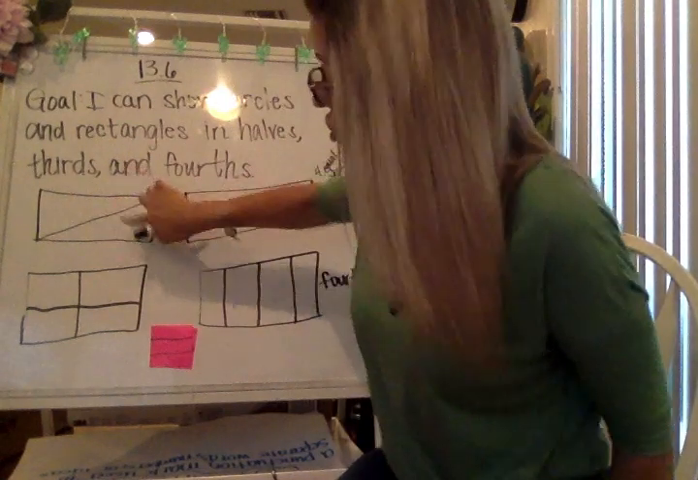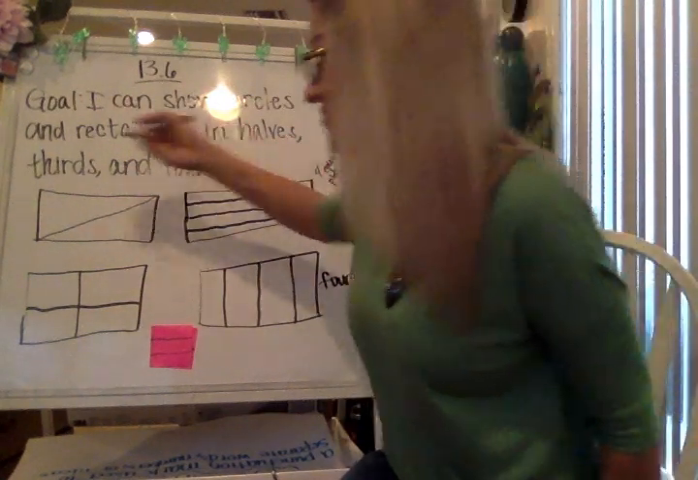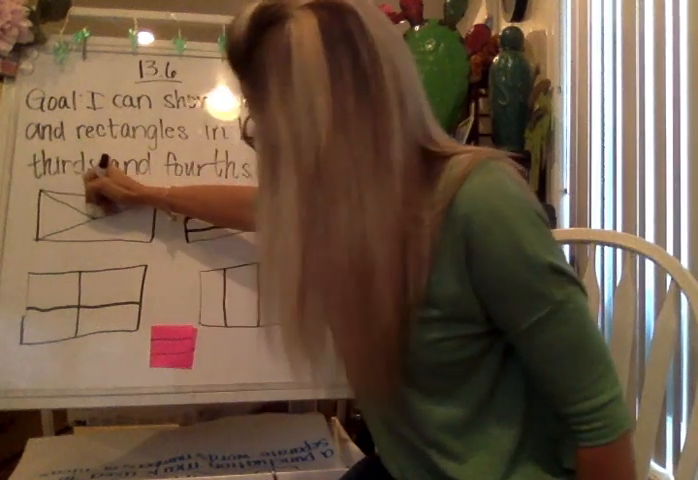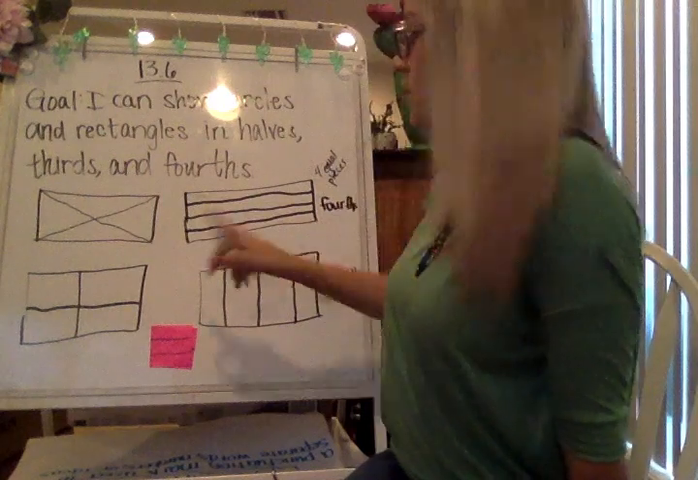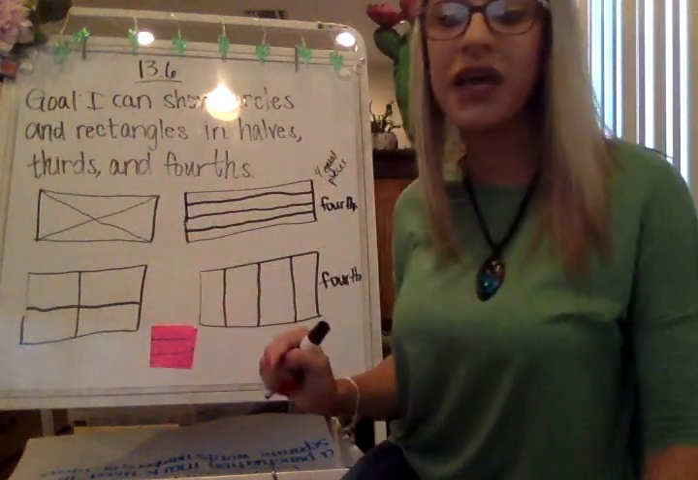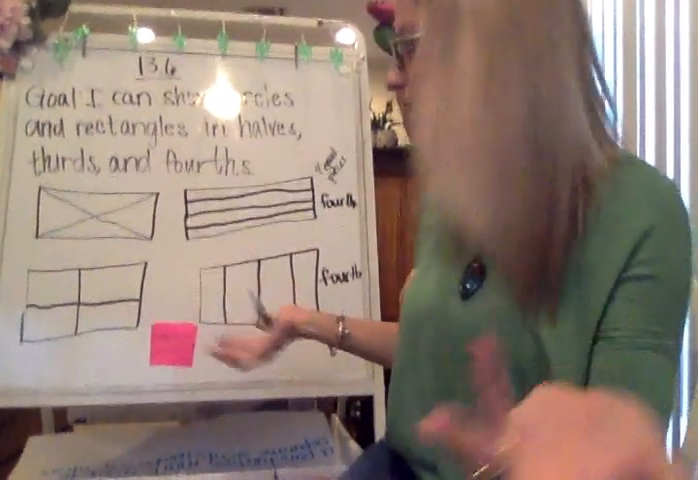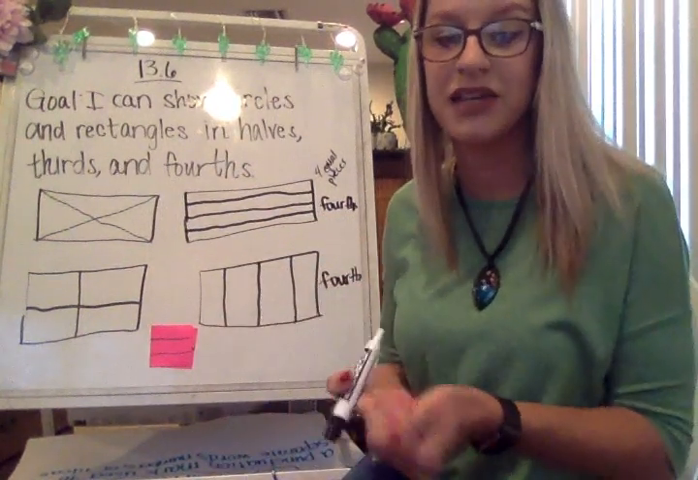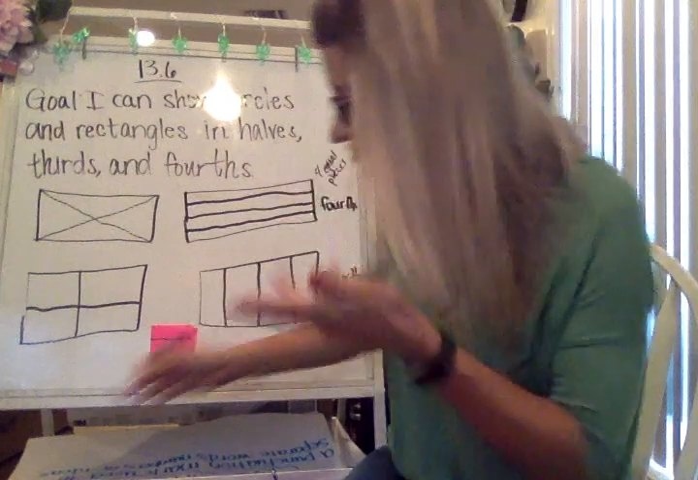So there's 2 equal pieces. That would be halves, but I'm trying to go for fourths. So I need to cut this. 1, 2, 3, 4. 4 equal pieces. Those are called fourths. So here are several different ways on how to cut into fourths.